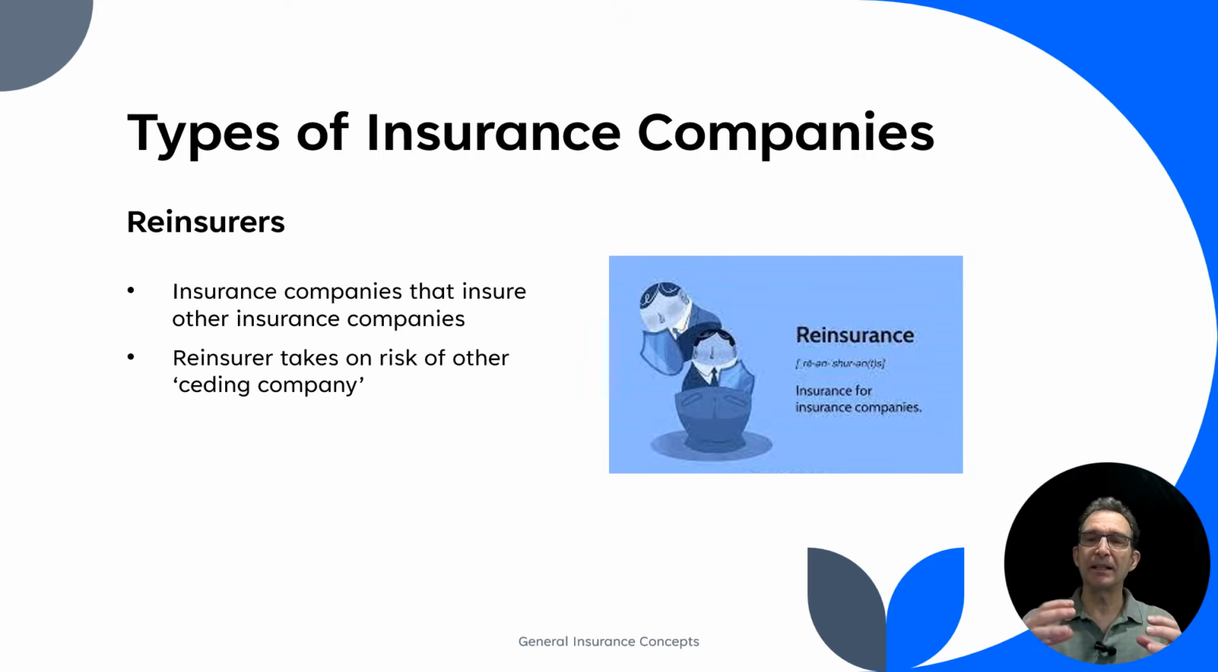Now, the ceding company is another insurance company that's transferring their risk to the reinsurer. So think of the ceding company as the one that is writing the policies with individual policyholders, and then the reinsurer is the one that's above them, the one they're transferring the risk to.